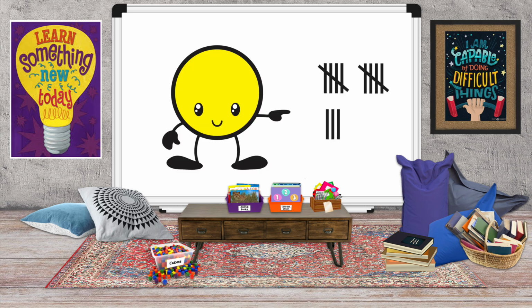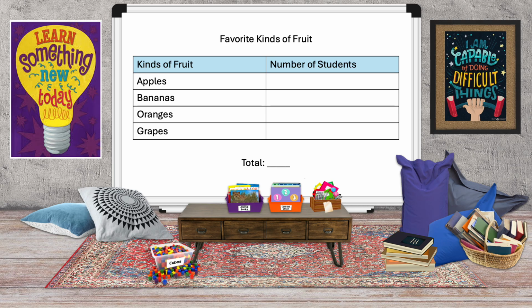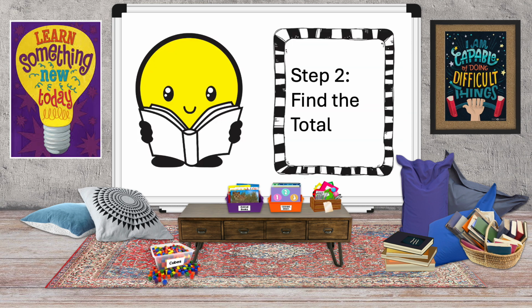Count how many people picked each fruit. Let's fill in a tally chart. Apples, 8. Bananas, 6. Oranges, 4. Grapes, 2.